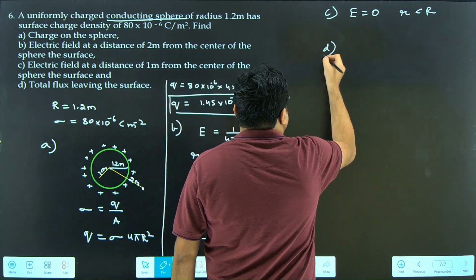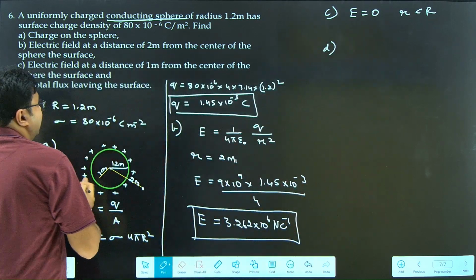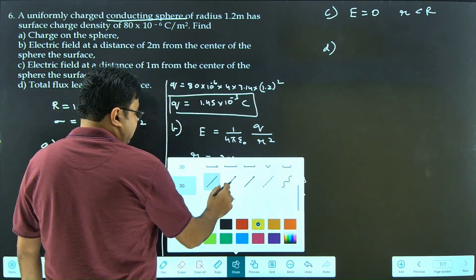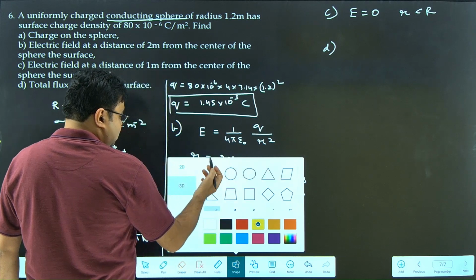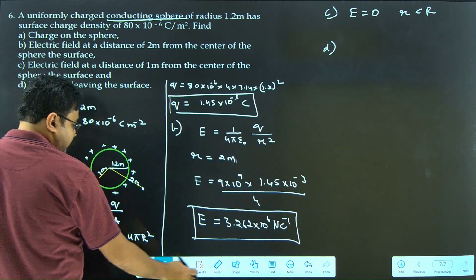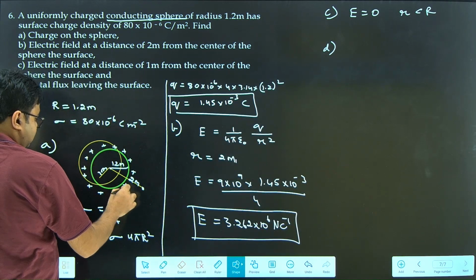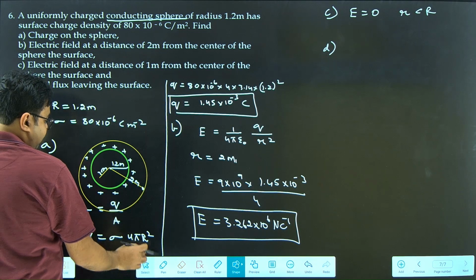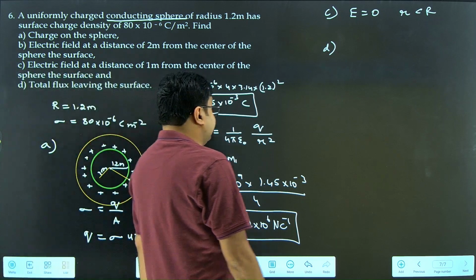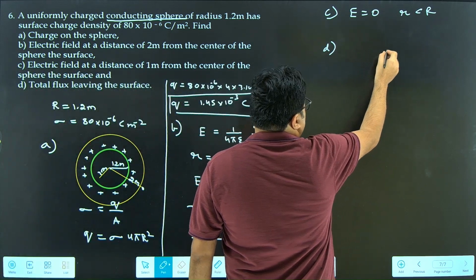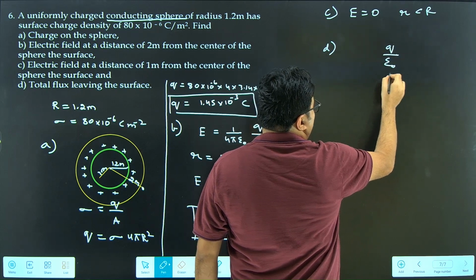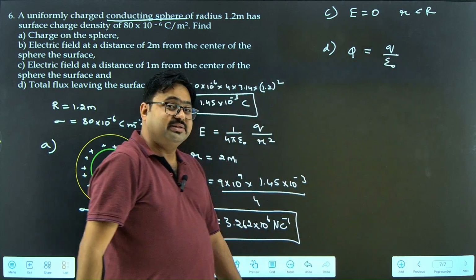Let's look at the d part of the question. The d part asks you to calculate the total flux leaving the surface. Gauss's law is there for that. So you can use Gauss's law, and let's say that you draw a hypothetical surface around this sphere. And you will see the total charge enclosed by it. The total charge enclosed by it, let's say, is Q. If you just divide Q by epsilon naught, you get the total flux through it. That's what Gauss's law is.